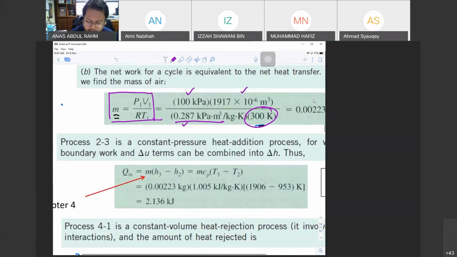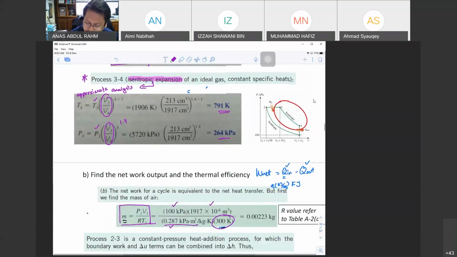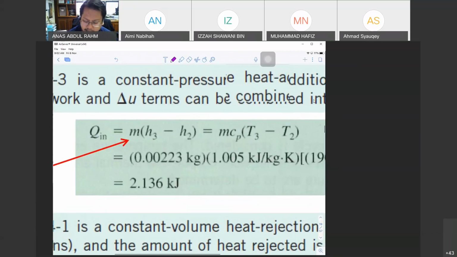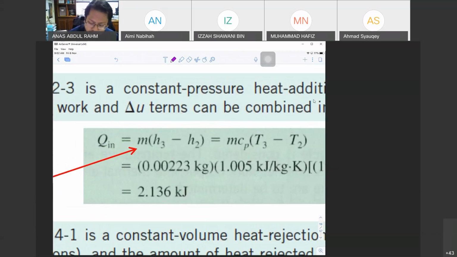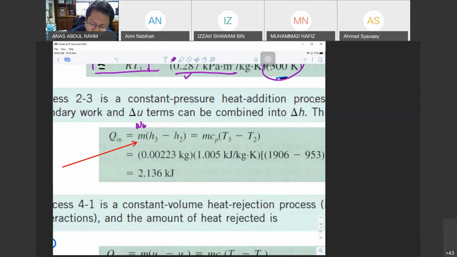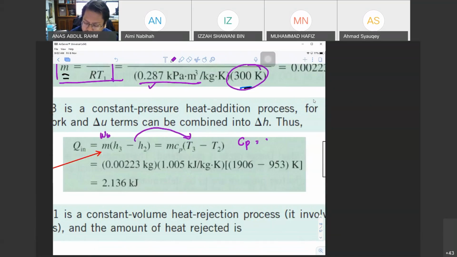So once you calculate M, we can find Q in first. If you look at the diagram over here, Q in is just M times H3 minus H2. Remember H, because this is a work boundary process, constant pressure. So you get M times H3 minus H2, but from H we can get the following equation. We can use M Cp times T3 minus T2. Just to highlight again, how do we get Cp? This is from dh/dT.